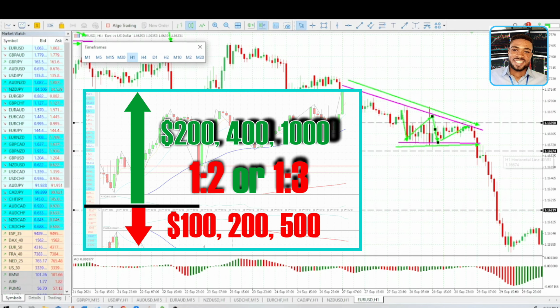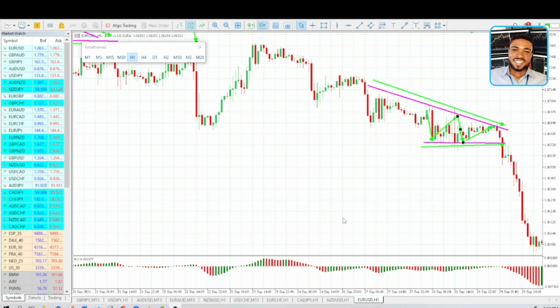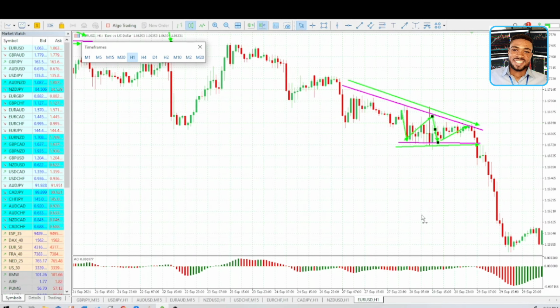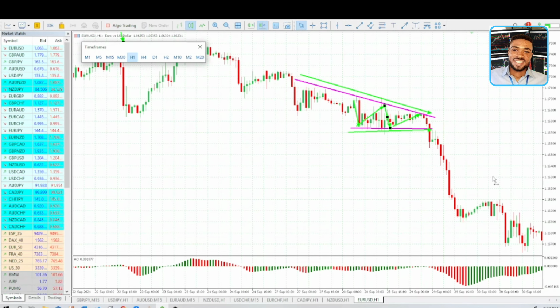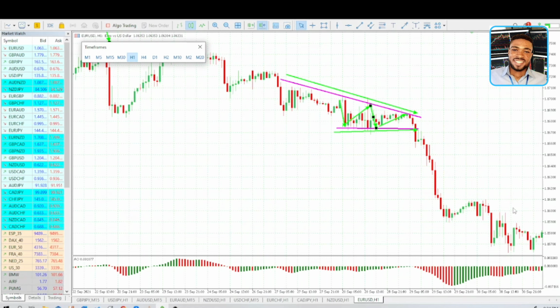Let me clean these lines. So let's see. Triangle, triangle, triangle. I think I'm seeing a triangle. So you draw your first trend line. You draw the second trend line. Good. It's a triangle, guys. So what is our criteria? What is the criteria? Yes.